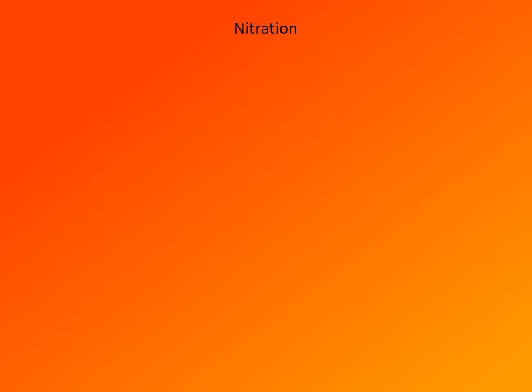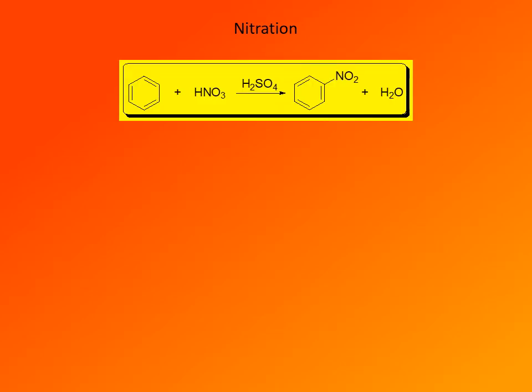In an electrophilic aromatic nitration, the activated electrophile is the nitration mixture, and that's a mixture of nitric and sulfuric acids. So the reaction of benzene with such a mixture results in the formation of nitrobenzene as the reaction product. The byproduct is a molecule of water.